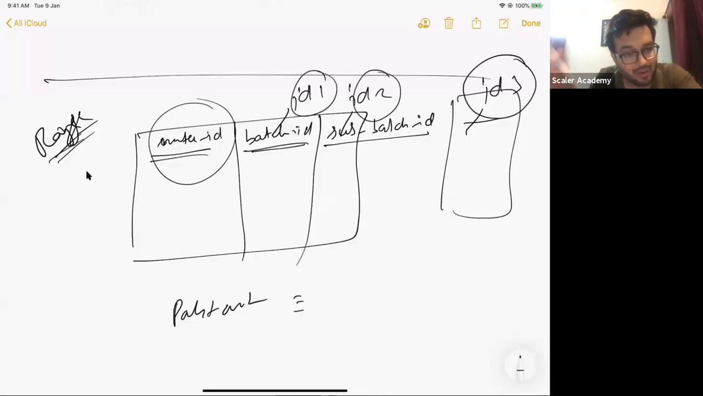Should I have Menti ID as my partition key? Should I say, bhai, ek kaam karo, Menti se partition maar do? Theek hai, badhiya, Menti ID se partition maar do. No, you would not want to do that, right? So the partition key here would most likely be ID1.